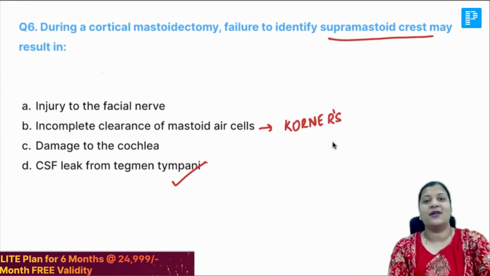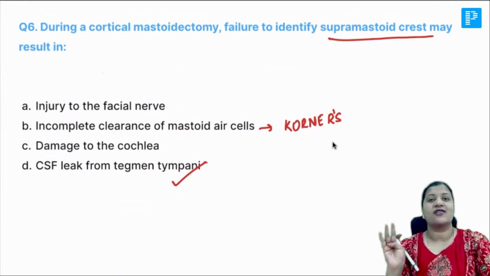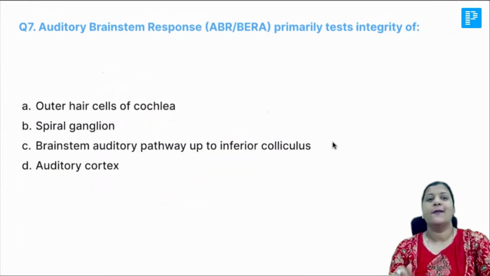What is Korner's septum? It is the persistent petrosquamous suture line, right? And when you have that, it can cause incomplete clearance of the disease. So I think now that's a good revision for Korner's septum, MacEwen's triangle, its boundaries and its applications, right? Now let's go to the next question.